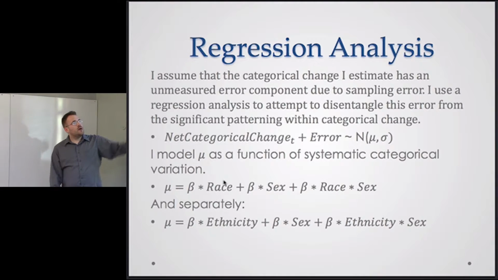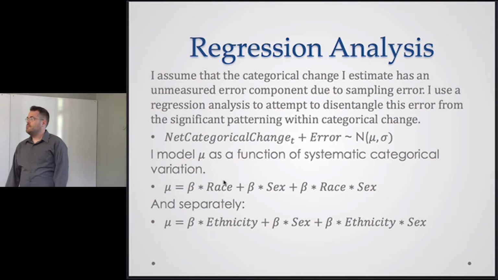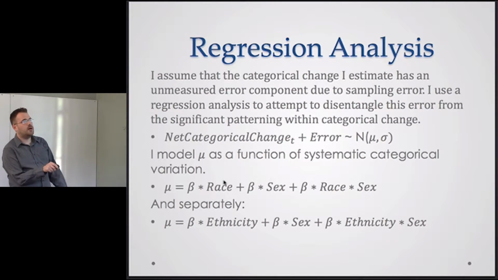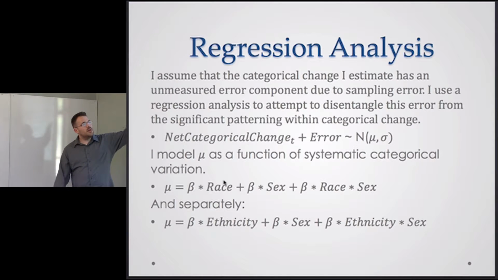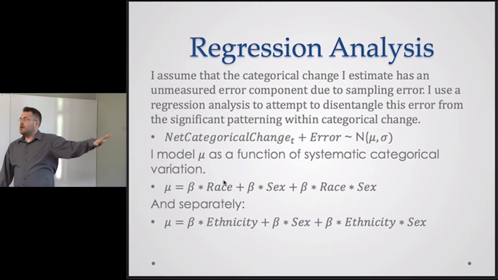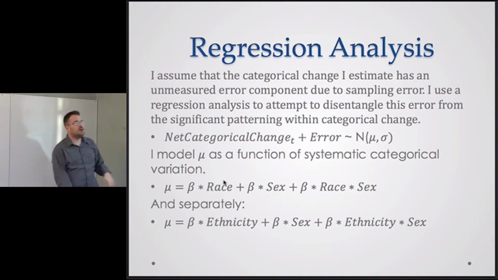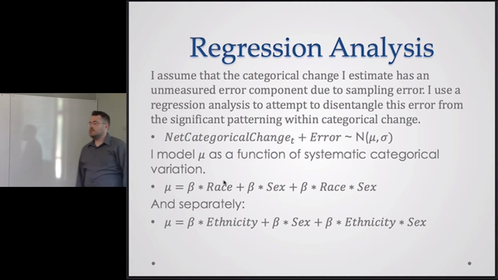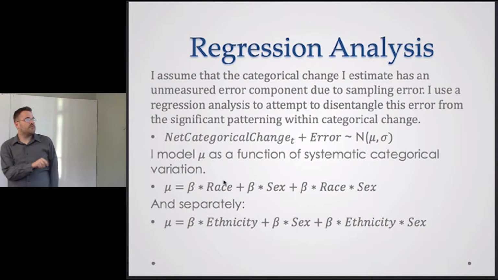Because there is a sampling error, I make the assumption that categorical change is distributed where error is a random, mean zero, normal term. So then I use a regression analysis to predict this net categorical change, or at least systematic variation in that, by different categories. So I'm looking to see if there is a systematic over or undercount by the census methodology compared to my methodology for particular race groups, sex groups, and ethnicity groups. And I do that separately for race and ethnicity, by sex, within interaction.